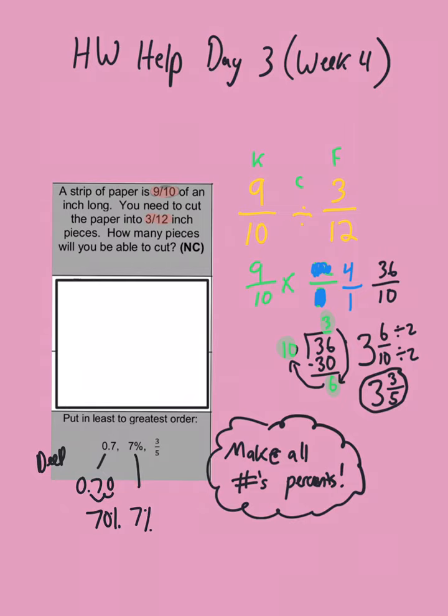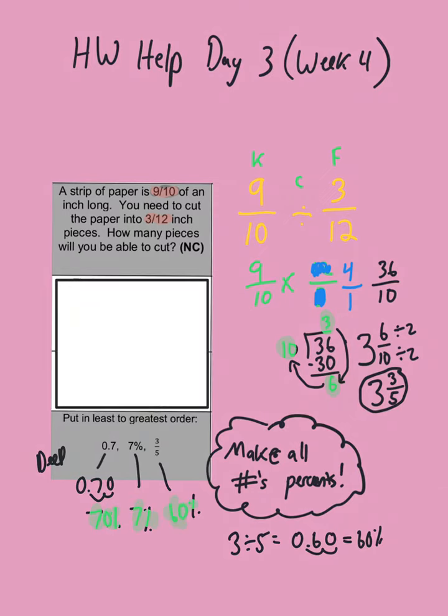And 3/5, what I'm going to do is change that to a decimal, and then make it a percent. So to change 3/5 to a decimal, I do 3 divided by 5. And if I do that, I get 0.6. Then I'm going to move my decimal twice to the right, which is 60%. So 3/5 is 60%.